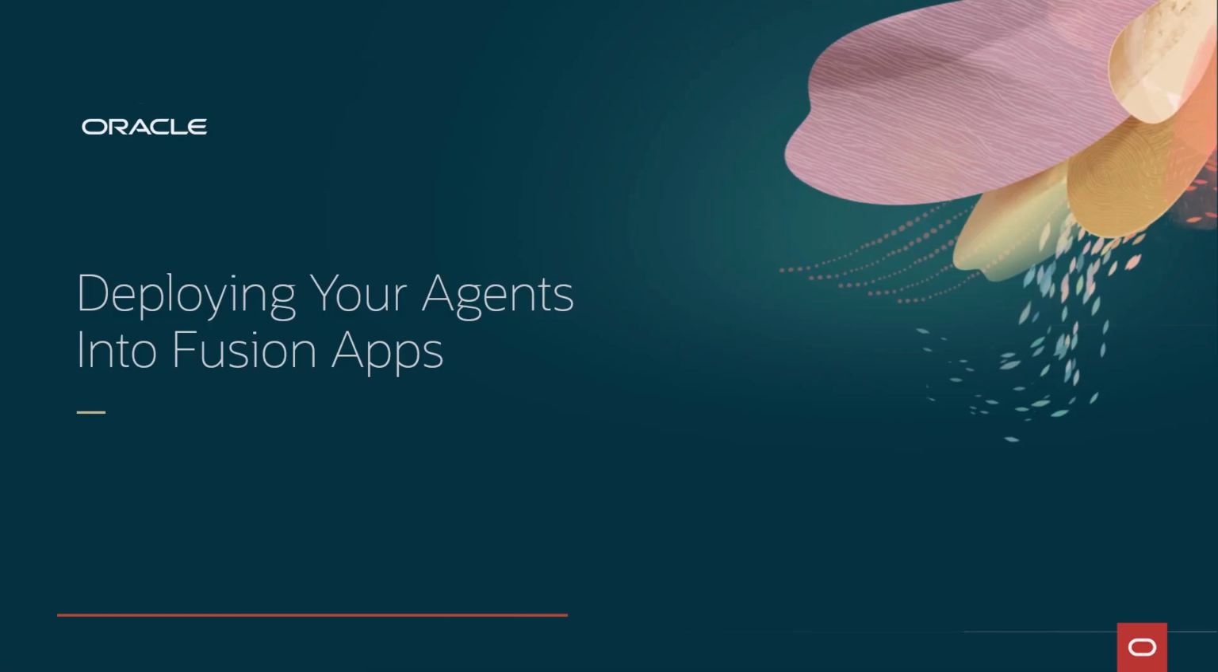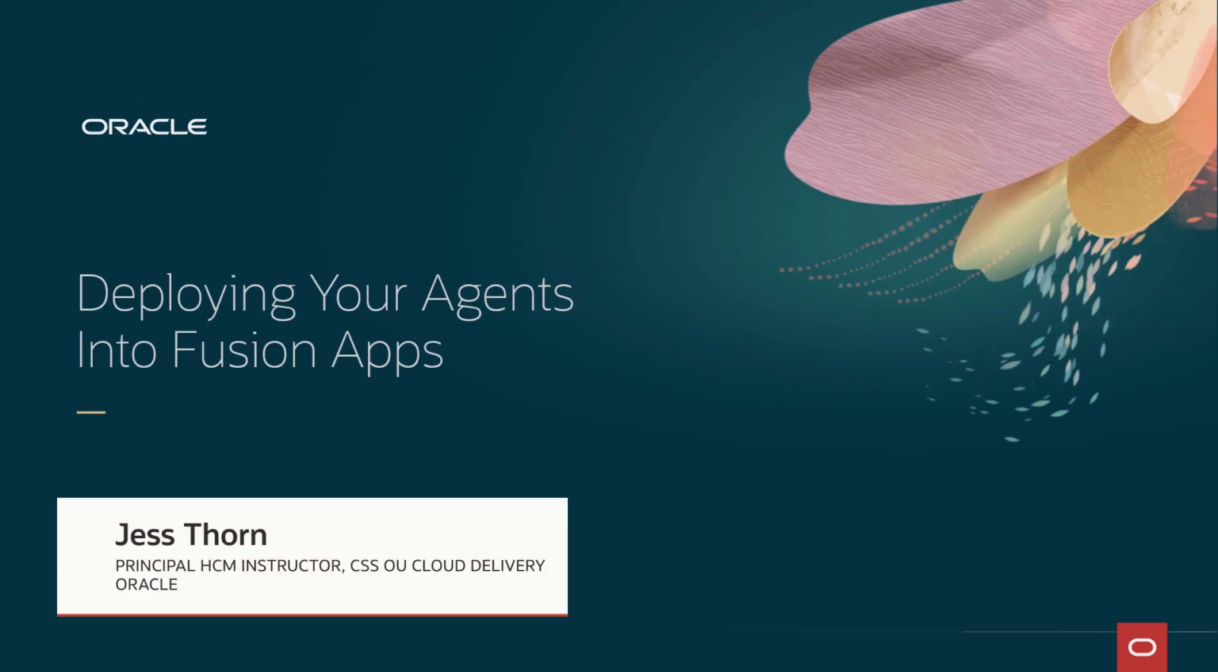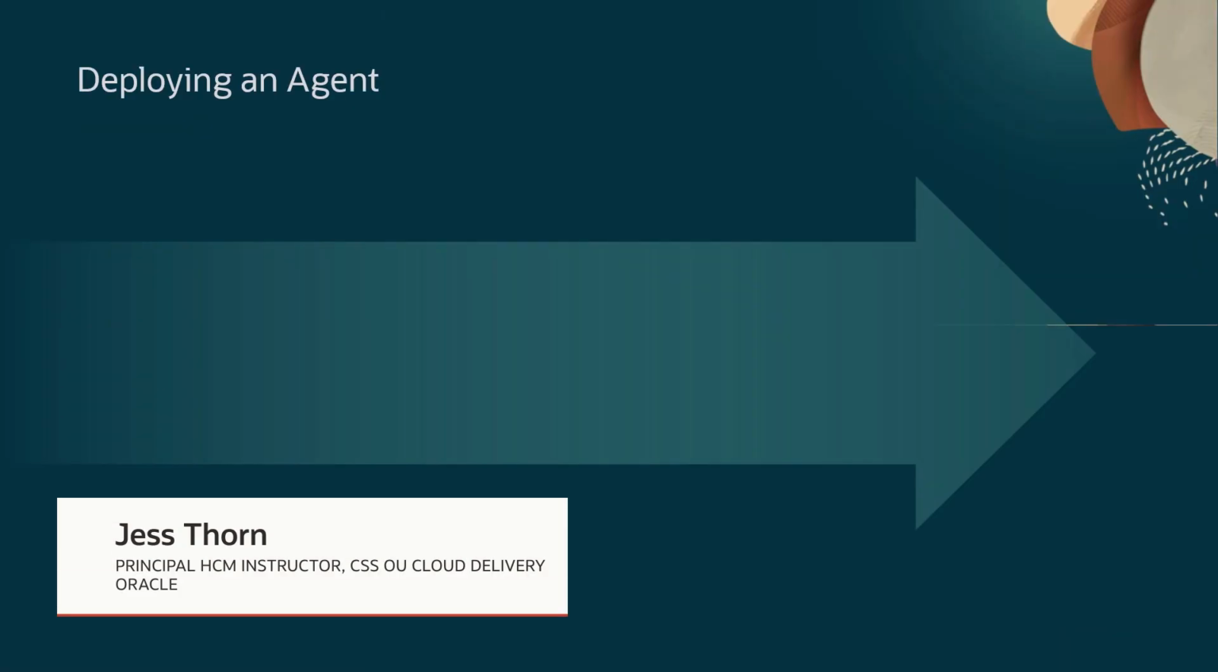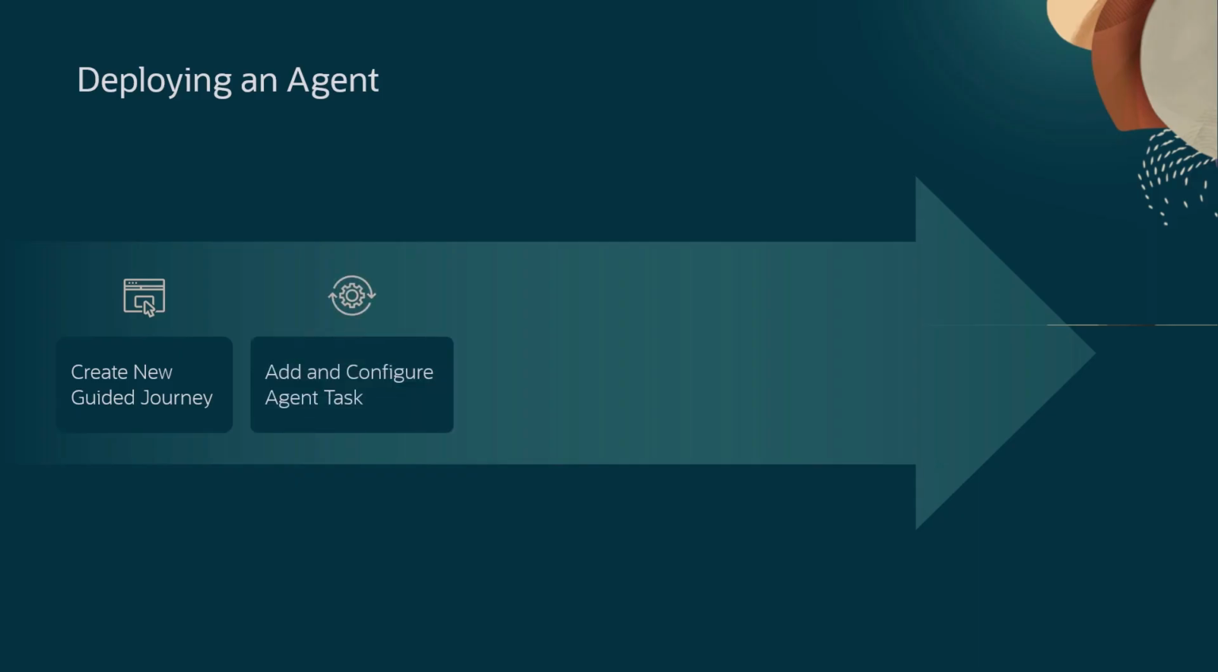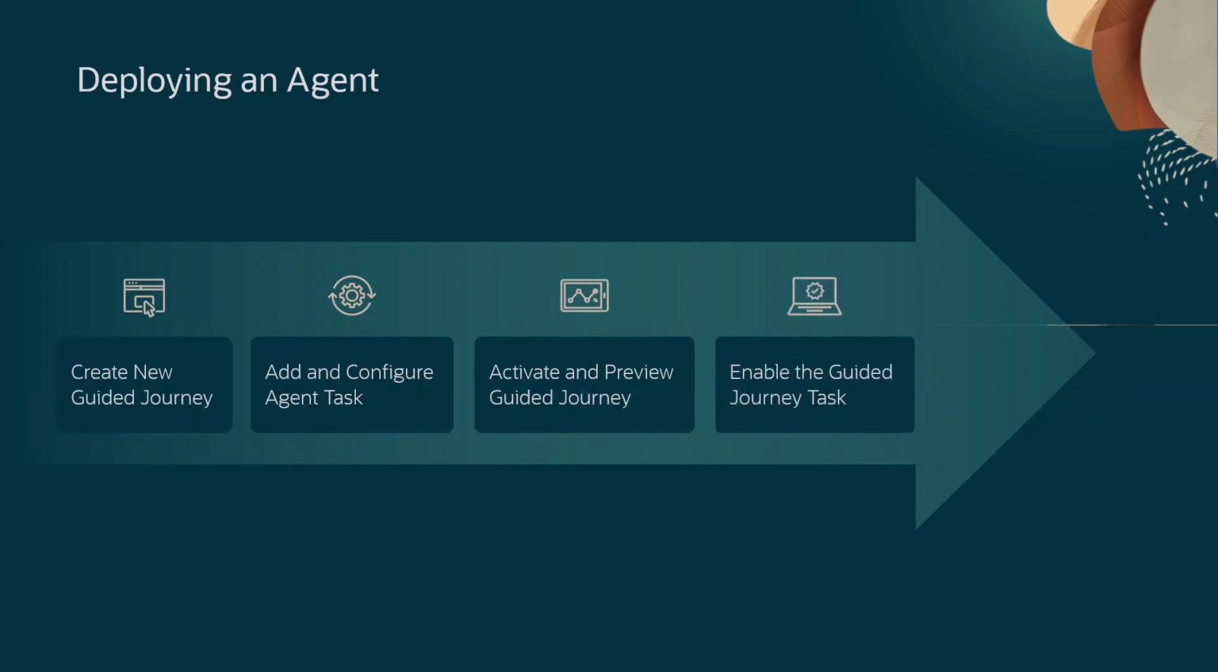With our agents created and configured, the next phase is deployment. Deploying an agent in Fusion involves 4 key steps. First, creating a guided journey. Then adding and configuring the agent task, activating and previewing it, and finally enabling the task on the home page. Let's walk through these steps one by one.